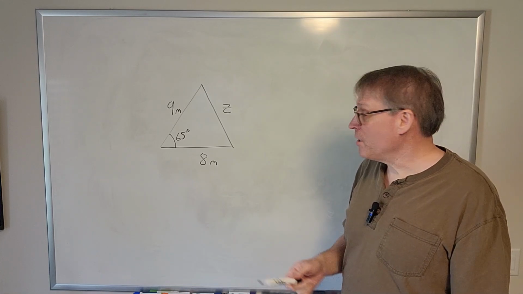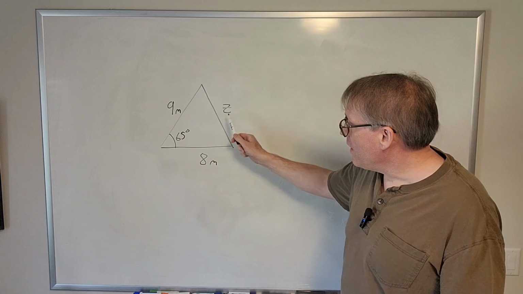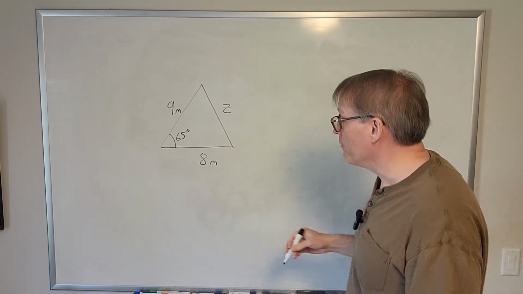It's law of cosines. You have no opposites. You don't have the angle opposite the 9, you don't have the angle opposite the 8, and you don't have the side opposite 65. So this is a law of cosines question. So let's set it up.